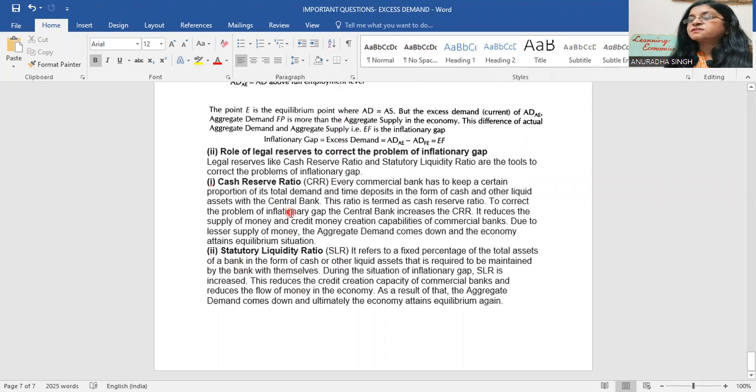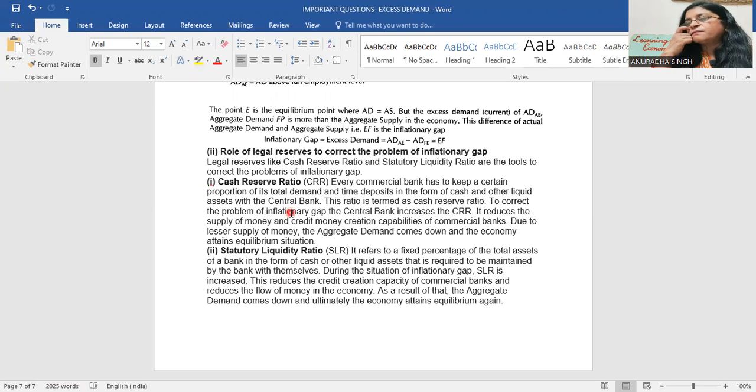Okay, so cash reserve ratio is that part of cash which a bank has to keep with RBI, and it cannot give that part in the loan. So that is compulsory with the bank, that when people are depositing money with the bank, then the bank has to keep a certain amount with RBI, that is known as cash reserve ratio. So when there is inflation, the cash reserve ratio will increase. When there will be deflation, cash reserve ratio will decrease.